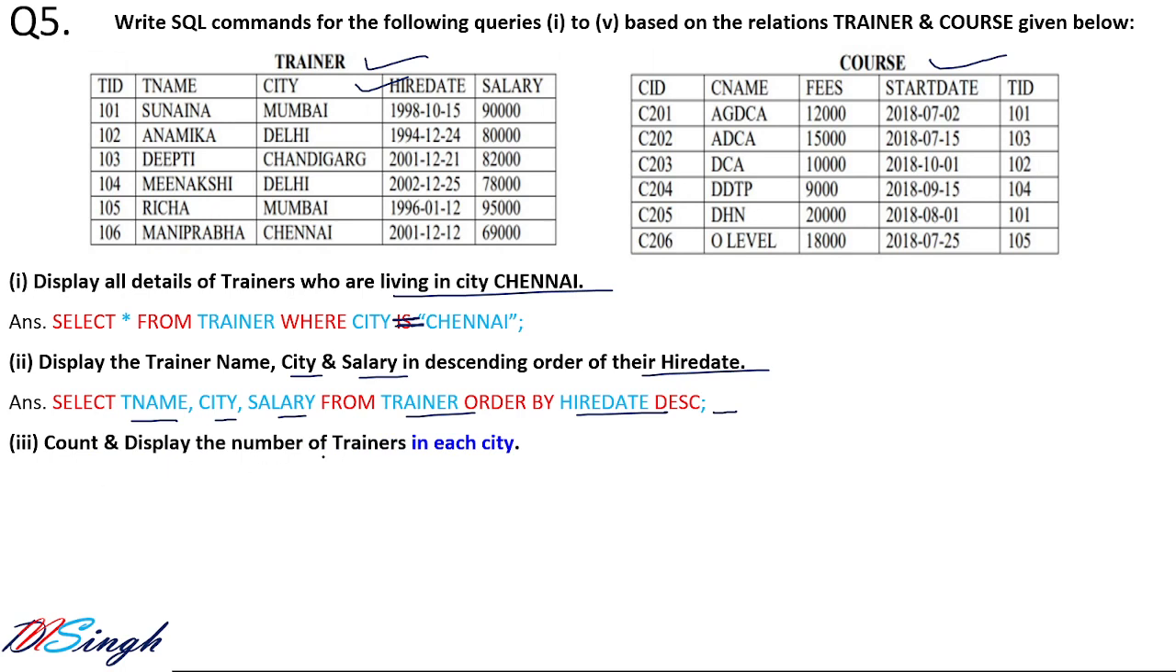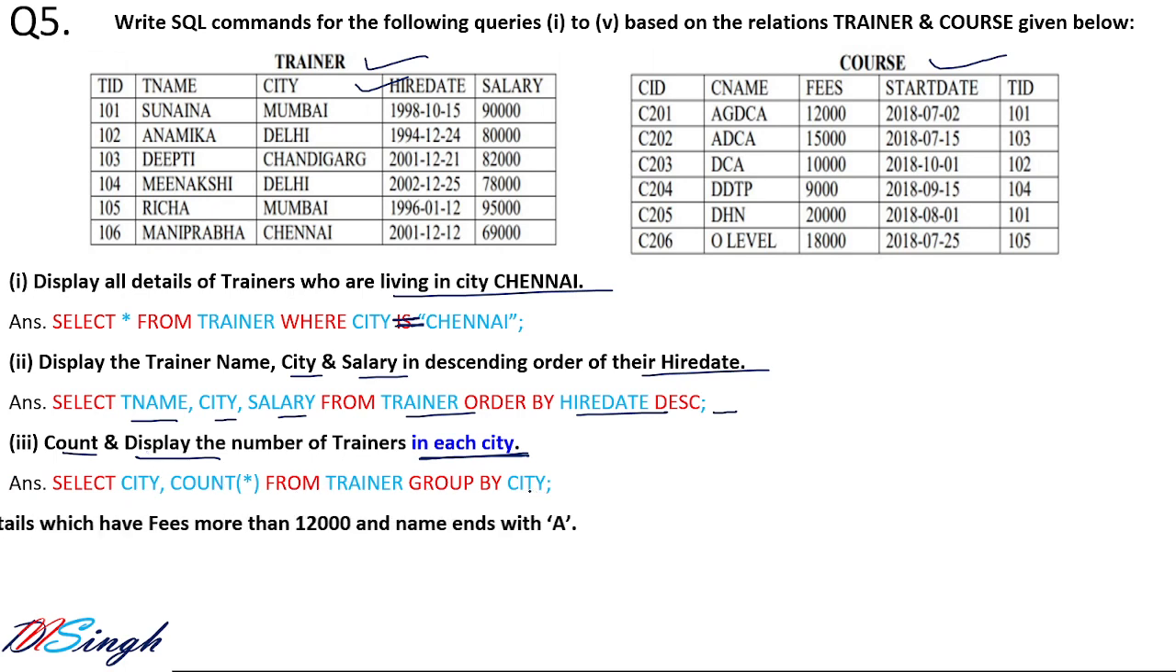Next, count and display the number of trainers in each city. Again, you got the each. So which clause are you going to use? You are going to use group by clause. For displaying, select command. For counting, count star. So, select city, count star from trainer group by city.